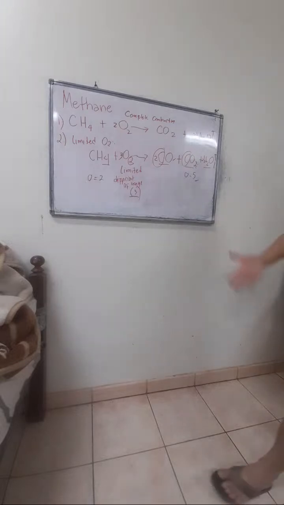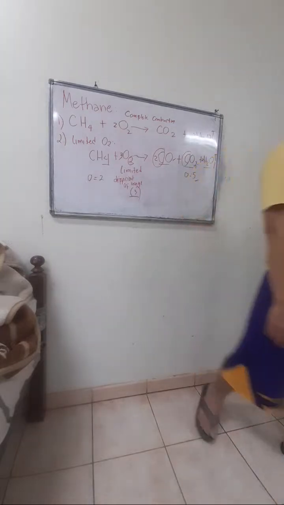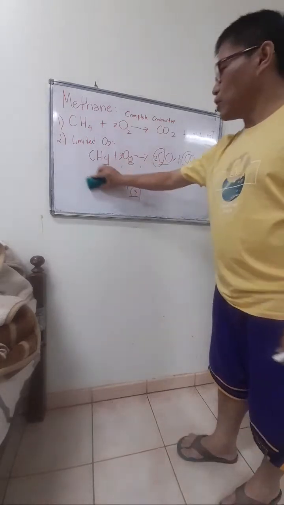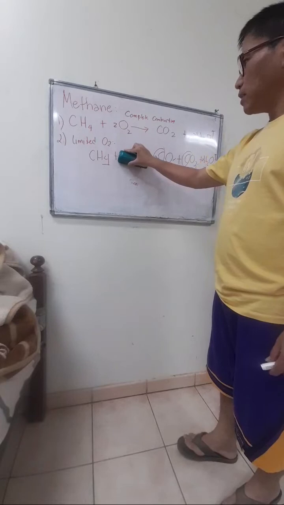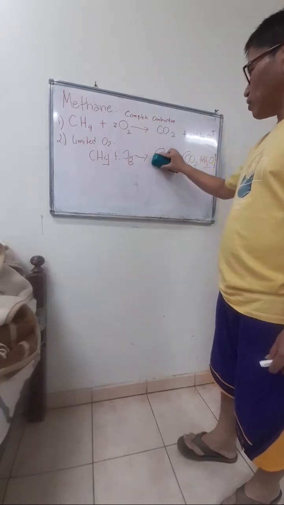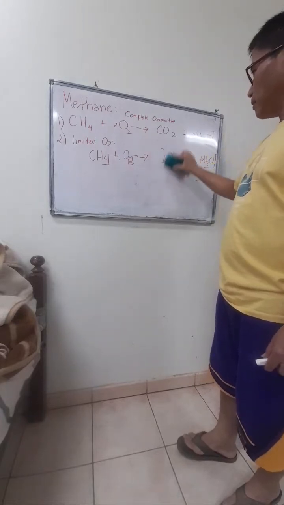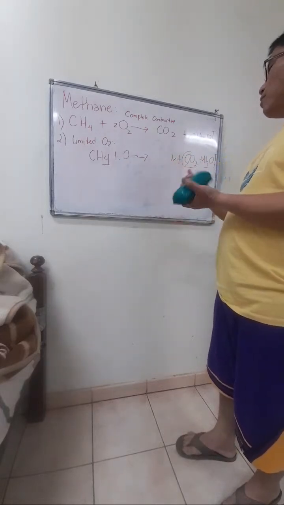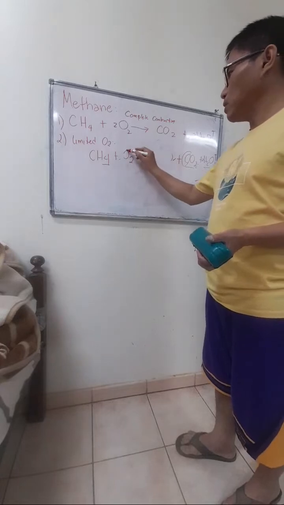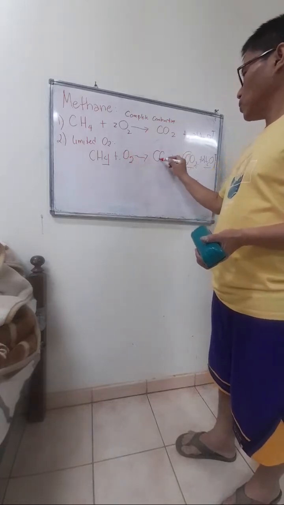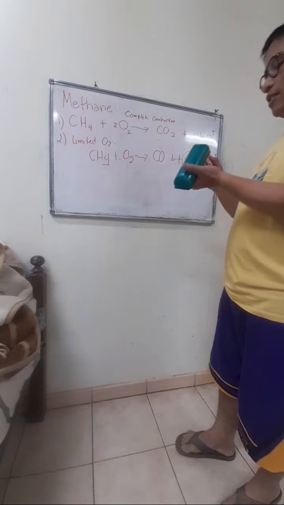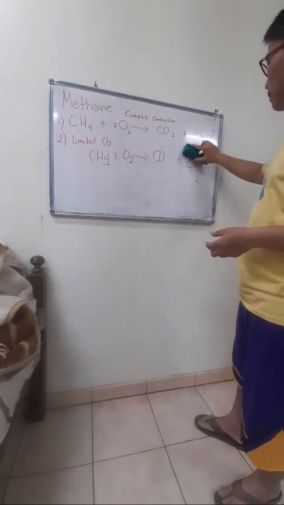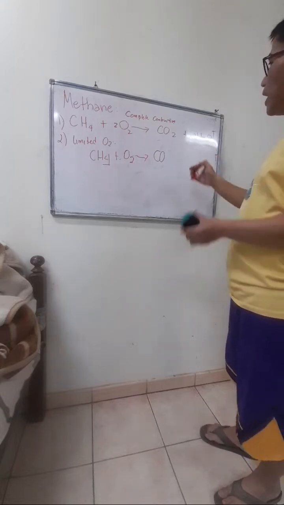So we need to use not the trial and error method. We need to use the algebraic expression way of balancing the equation. But if you are really good at balancing by trial and error, there's no issue. I'm just trying to emphasize the most accurate way of balancing the equation, not using trial and error.